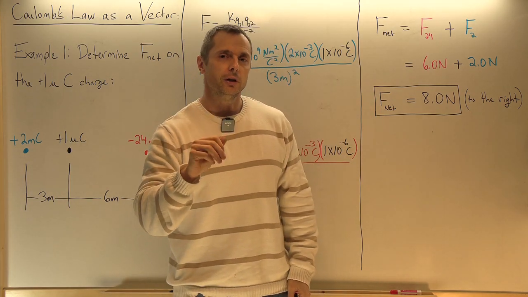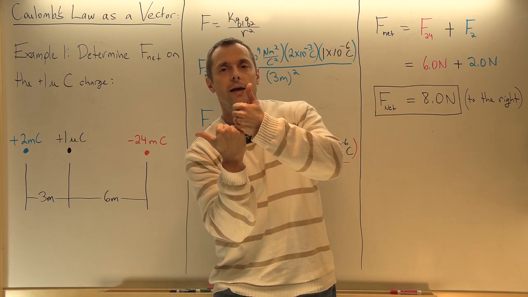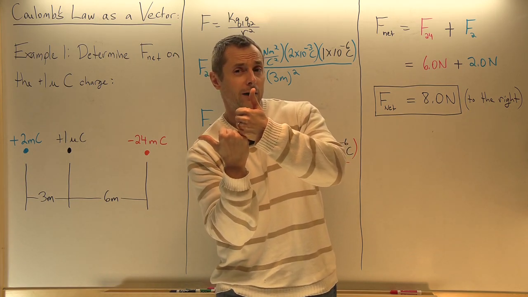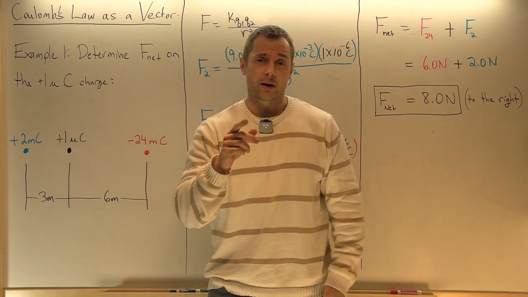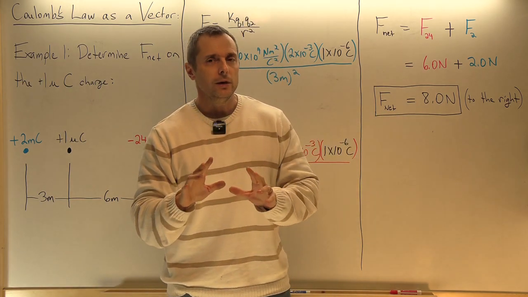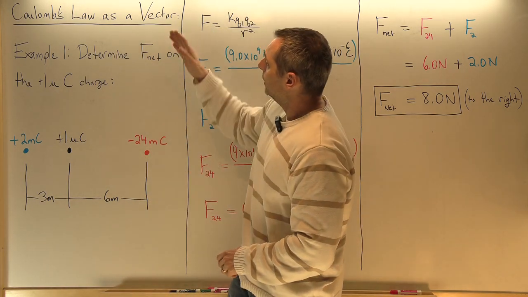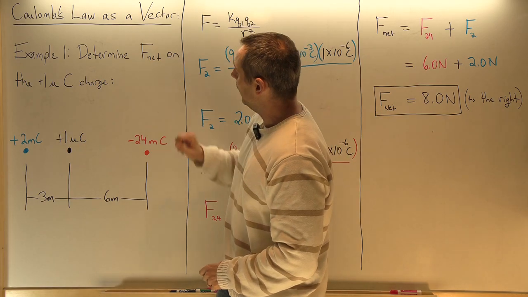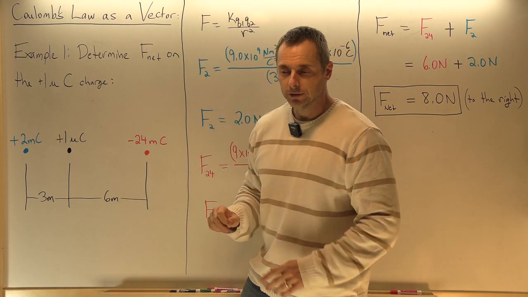And then the third possibility we're going to look at today is what happens when they're 90 degrees to each other. Then you might remember that you have to use the Pythagorean theorem to find the net force here and the tangent function to find the direction. So those are the 3 examples we're going to look at with the following charges. So here we are, Coulomb's law is a vector. Example 1, determine F net on this 1 microcoulomb charge.